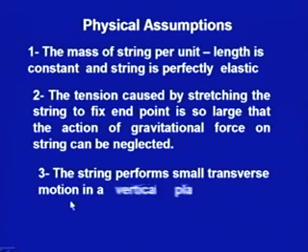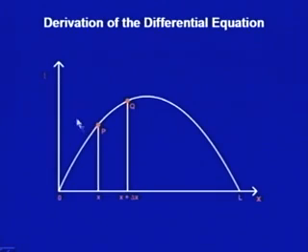The third assumption we are making is that the string performs a small transverse motion in the vertical plane only. That is, when we deflect it and then leave it, the motion which occurs is only in the vertical plane, this way. At no time is there horizontal motion in the vibrating string. Let us see how to derive the differential equation for this.